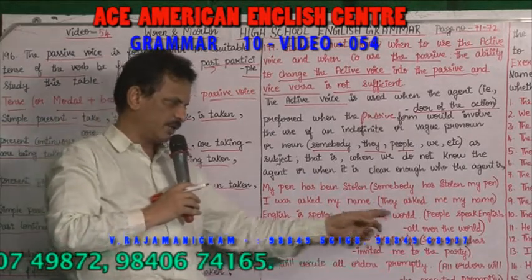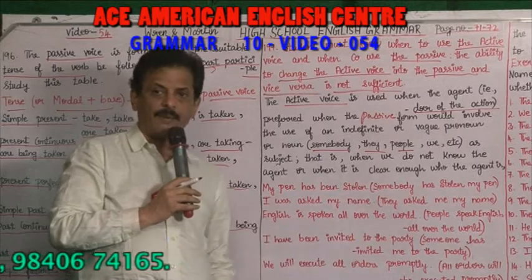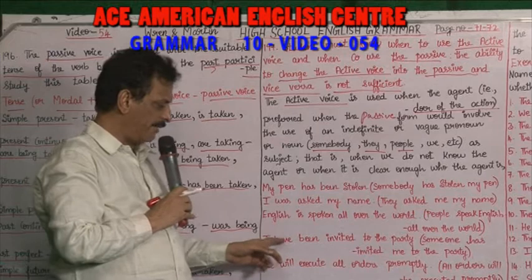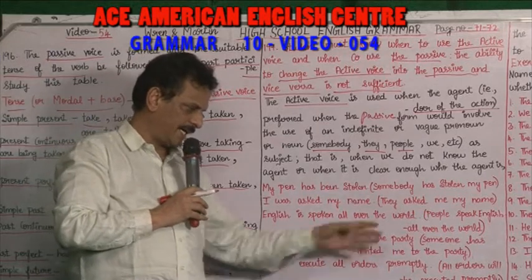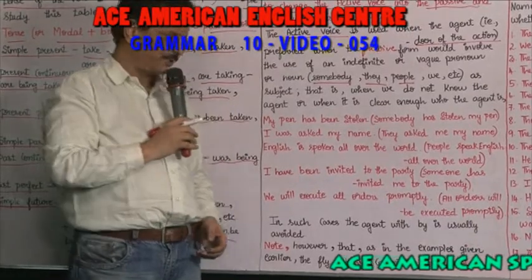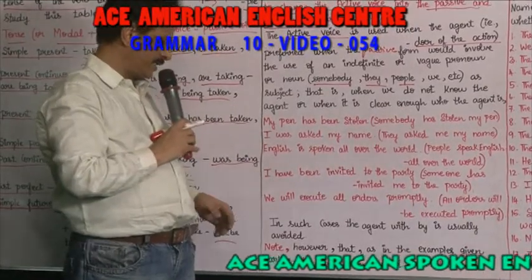English is spoken all around the world by the people. So you don't want to mention about the people. There you are using passive voice. I have been invited to the party by my friend or by somebody. You don't want to mention who has invited you to the party. There you are using passive voice.